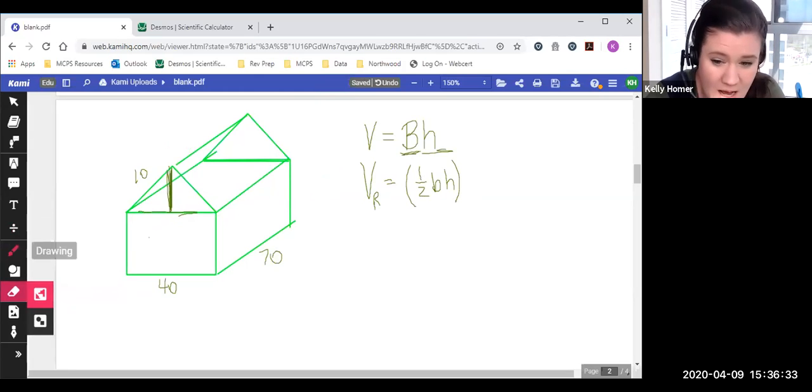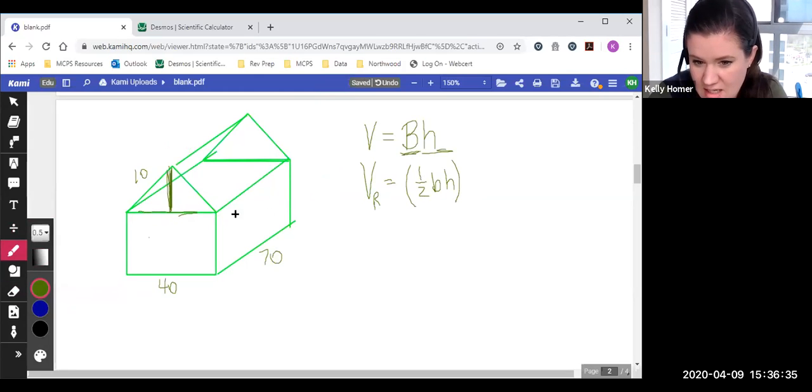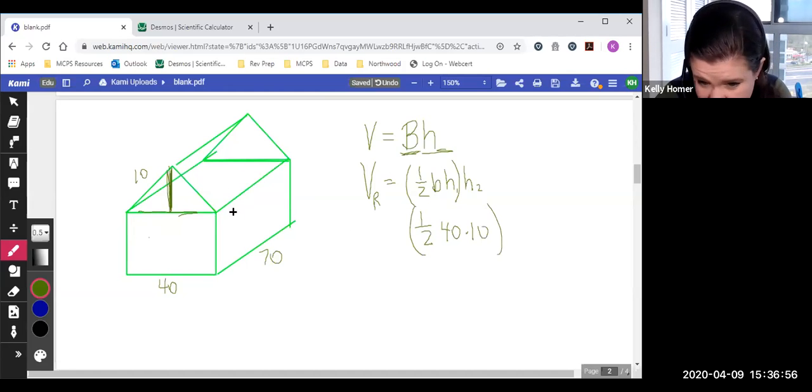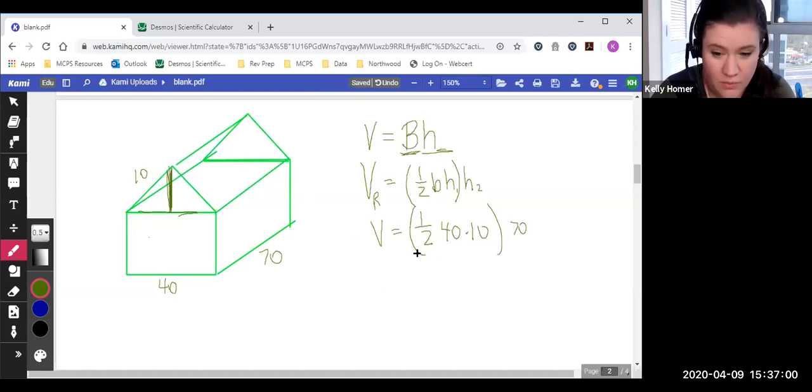Okay, so my height here is going to be another, so height 1, height 2. I know it's annoying, but I don't want you to get confused, and I'm confusing you more. So 1/2 my base. All right, so this is my base, but I don't have a number here. There it is. So 1/2 of 40 times the height of this is 10 times this height here, which is 70. Okay, that's the volume of my roof.